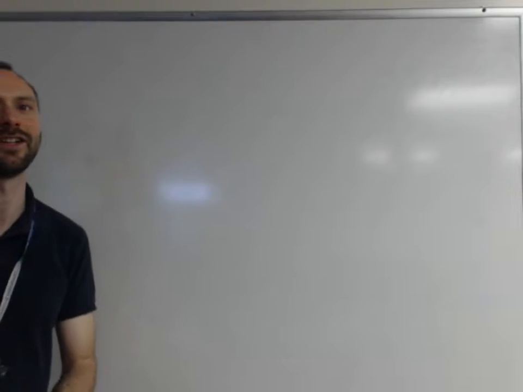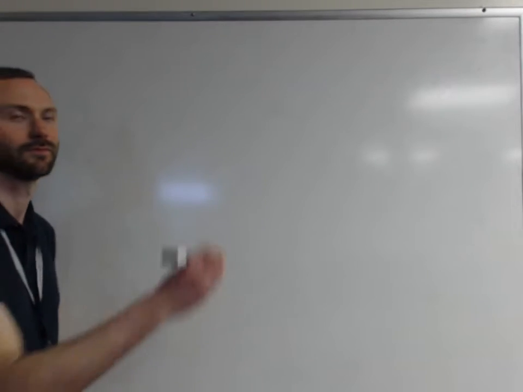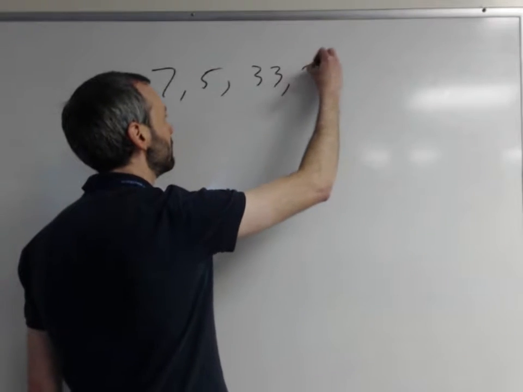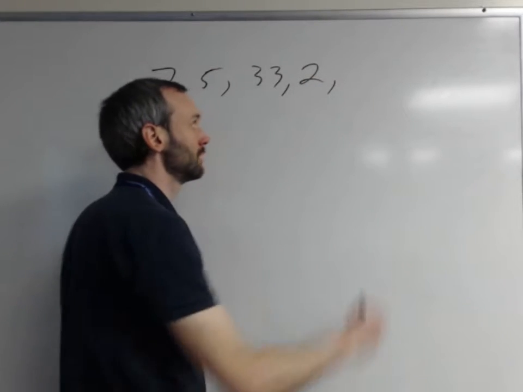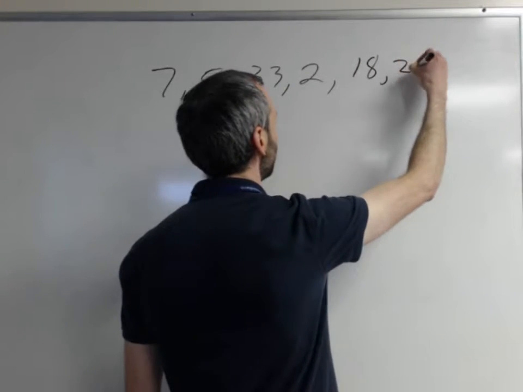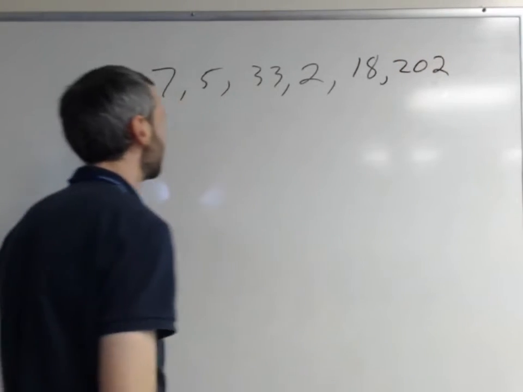All right. Go ahead and give me some numbers that are not in any order. 7, 33, 5, 2, 18, 202. All right, we're going to stop there so I don't have to write too much.